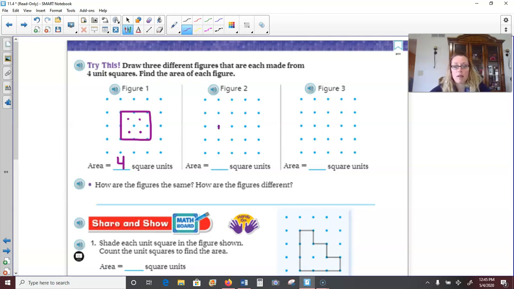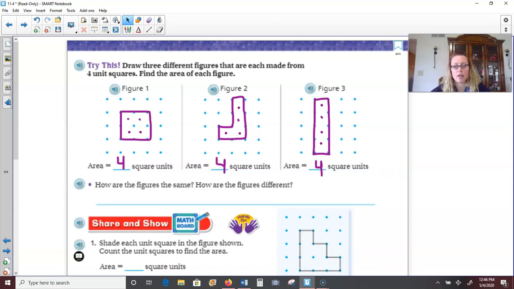Let's see, I might make a shape something like this. Connecting the dots. Hopefully your lines are a little straighter than mine. But here I have 1, 2, 3, 4 unit squares covered within the inside of my shape. So my area is 4 square units. And I might just make one very tall rectangle. And the area of this covers 1, 2, 3, 4 square units. So an area of 4.